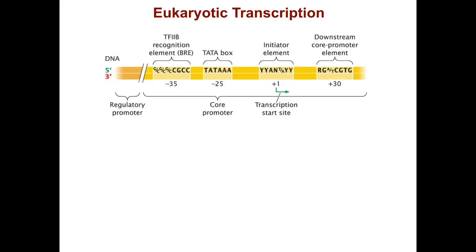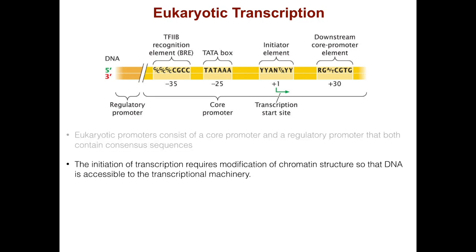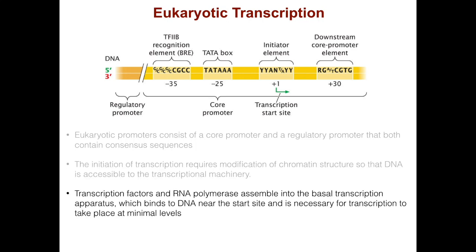Eukaryotic transcription is a little bit more complex. Eukaryotic promoters consist of a core promoter and a regulatory promoter that both contain consensus sequences, as is pictured here. The initiation of transcription requires modification of chromatin structure so that the DNA is accessible to the transcriptional machinery. Transcription factors and RNA polymerase assemble into the basal transcription apparatus, which binds to DNA near the start site and is necessary for transcription to take place at minimal levels.